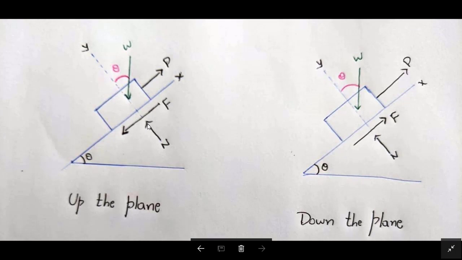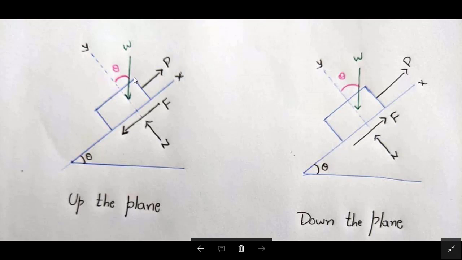Before going to the next problem, I would like to explain one concept, that is when the block is in impending motion. What do you mean by impending motion? Impending motion refers to when the block is at the verge of sliding down or sliding upward. Here is impending motion up the plane. This represents that the block is tending to move in the upward direction due to the force applied.